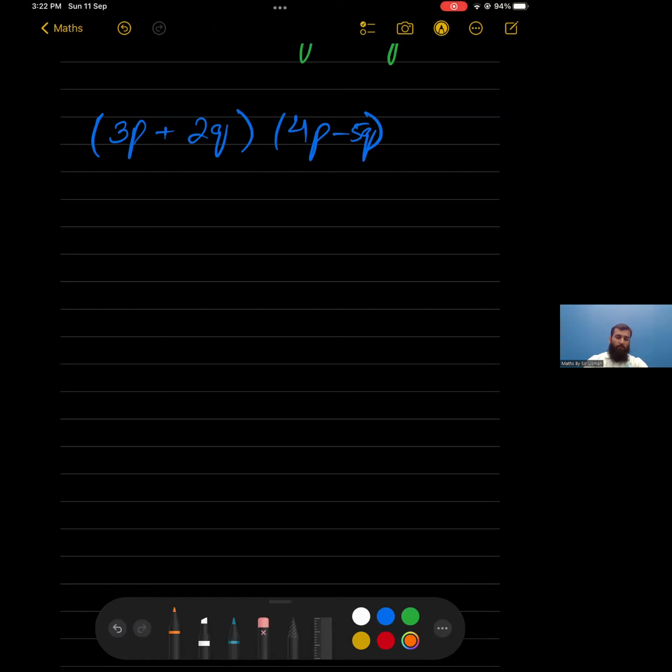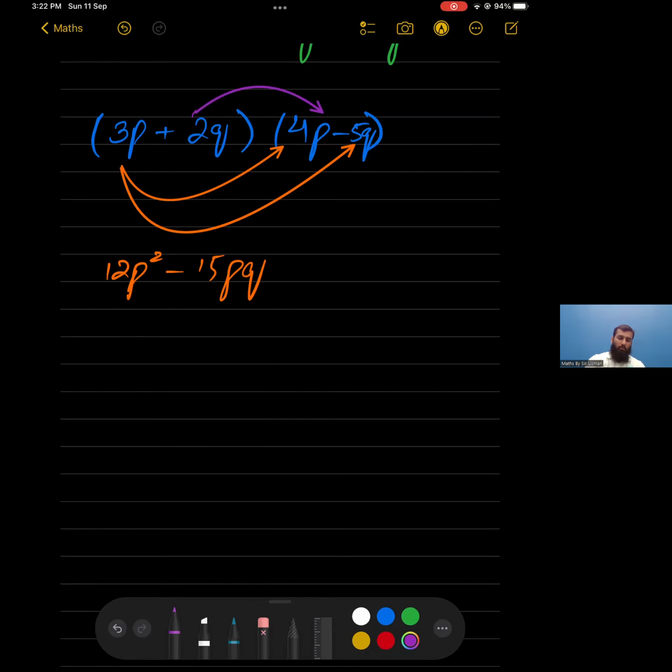Okay, I'll just solve this for you people. अब हमने इसकी expansion करनी है and we need to expand this particular equation. So we'll multiply 3p with the next bracket. So we'll be having 12p squared and then 3p times negative 5q would produce negative 15pq.